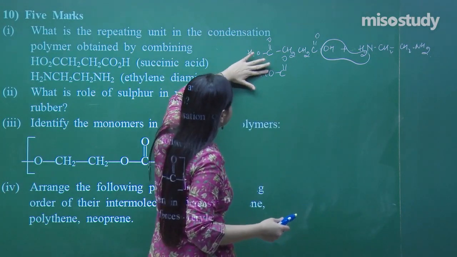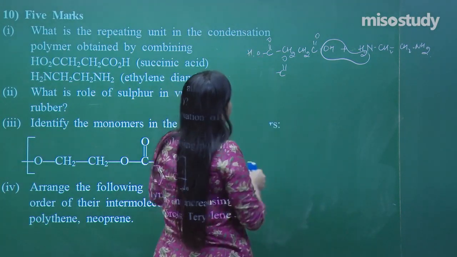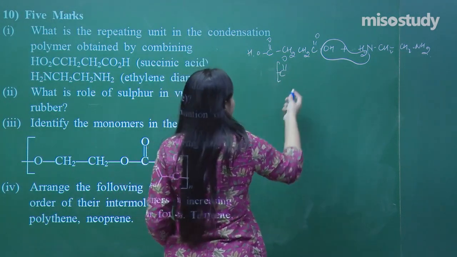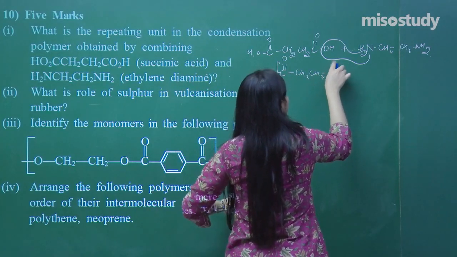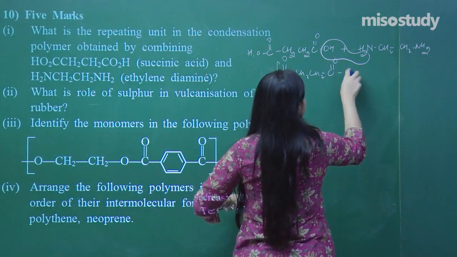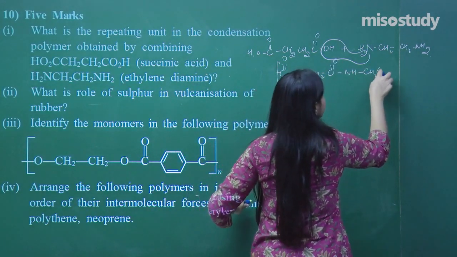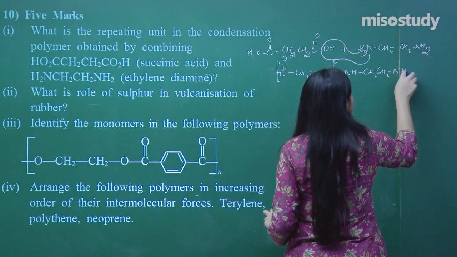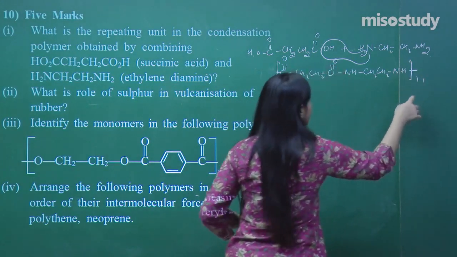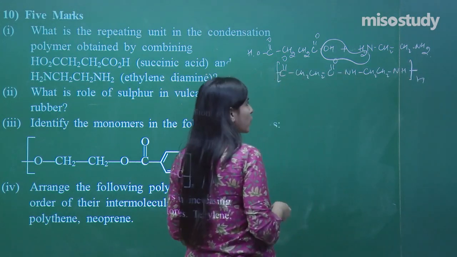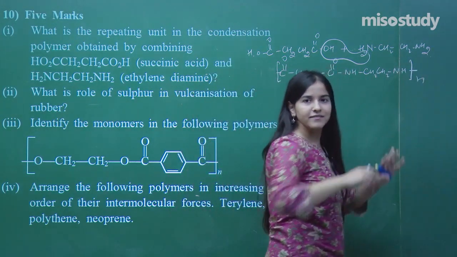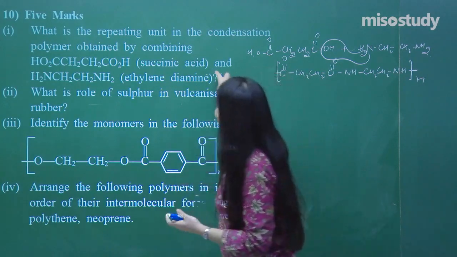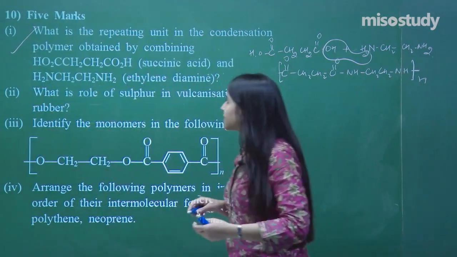See, this will be n number of units, right? CH2, CH2, CO, NH, CH2, CH2, NH. Clear? And that is what the repeating unit will be. This unit will be repeated again and again. Clear? So that is how I needed to polymerize it.